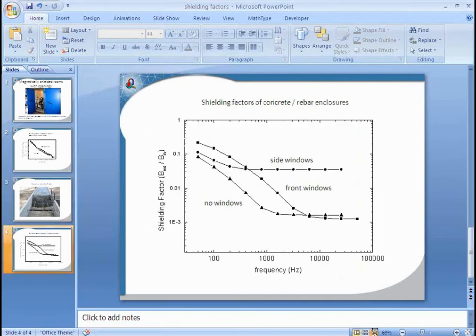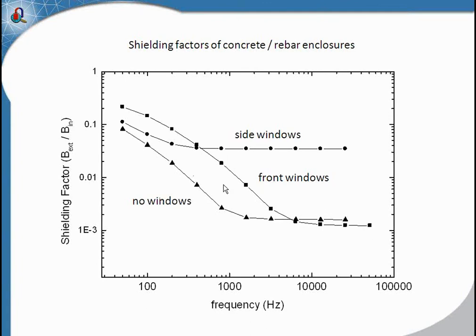So this is a plot of the shielding factors. And this is done for the three cases that I've just demonstrated. With no windows, we have a greater attenuation if we're looking at the external field divided by the field at the interior point, which is at the exact center of the shield. With no windows, we can see at 50 hertz, the shielding factor is about 0.1, and then it drops off to 0.002. Now, if we have windows, we can see that there's a lot more ingress of the field inside of our enclosure as a function of frequency. And this is the case with the front windows. And with the side windows, we had the greatest penetration of field inside of our enclosure here.